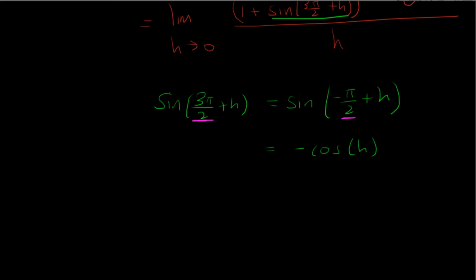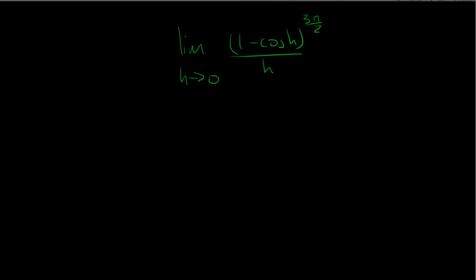Okay. So we have the limit as h approaches 0 of (1 minus cosine of h) to the 3 pi over 2 over h. At this step, notice that 1 minus cosine of h is less than or equal to 1, where h is close to 0. The other thing to notice is that the exponent here, 3 pi over 2, is greater than 1. So what we have is a number that's less than or equal to 1 raised to an exponent that's greater than 1.